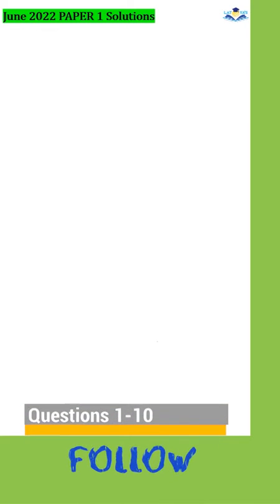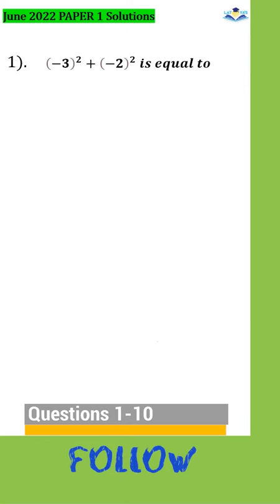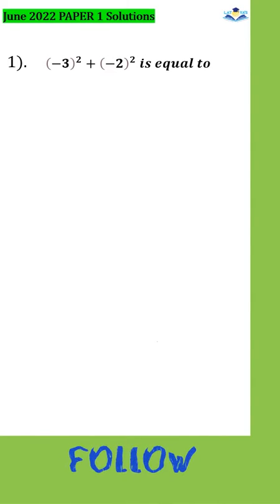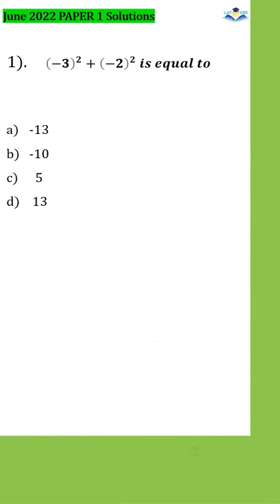June 2022, Paper 1 Solutions, Question 1. Negative 3 squared plus negative 2 squared is equal to 13. How do I know that? Negative 3 squared is 9, plus 4 is 13.